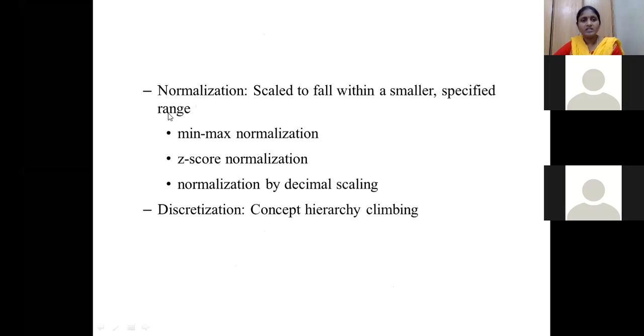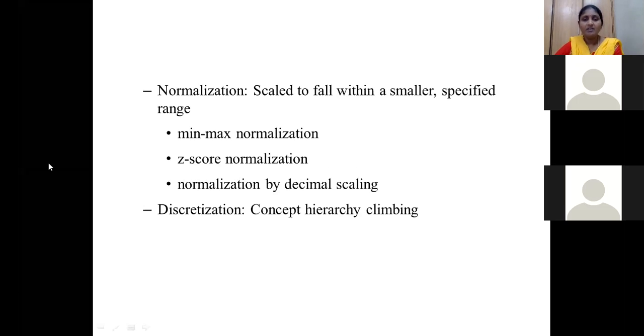Next, what is the other one? Normalization. In data transformation, normalization is also one of the techniques. Why do we want to perform normalization? Because the data will be in different formats and different ways. To make our analysis easier, we normalize the data. That means we take a specific range and apply some function to make the data fall in that particular range.